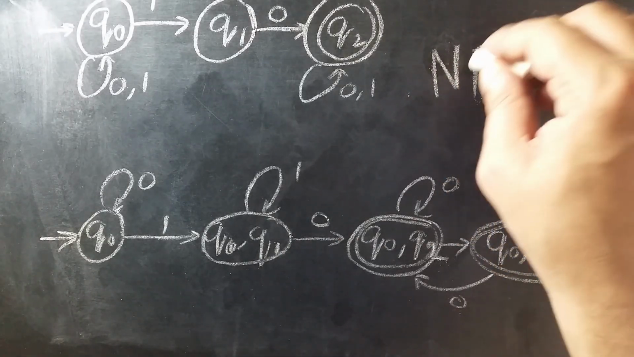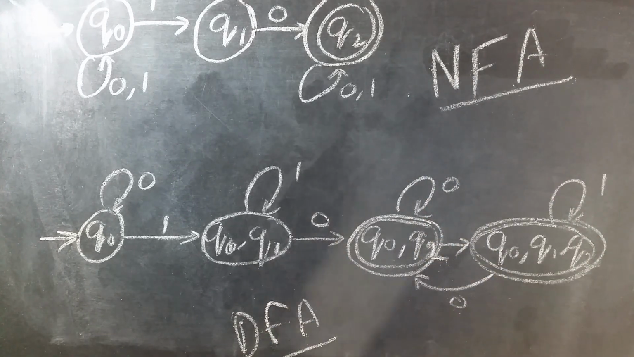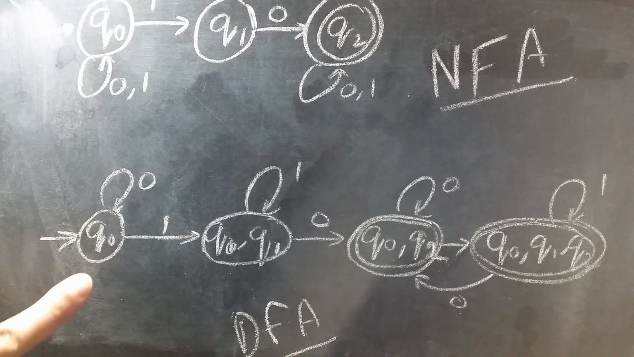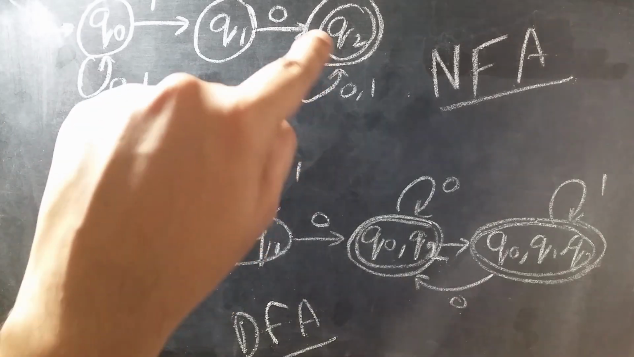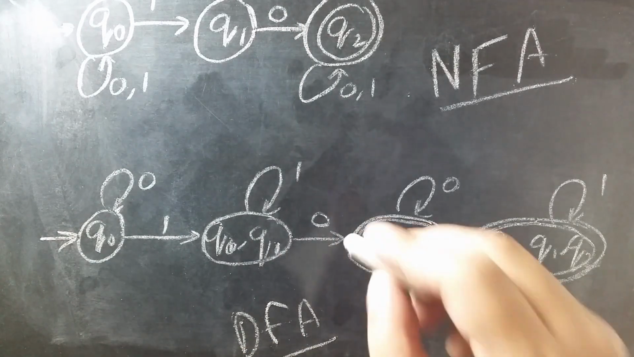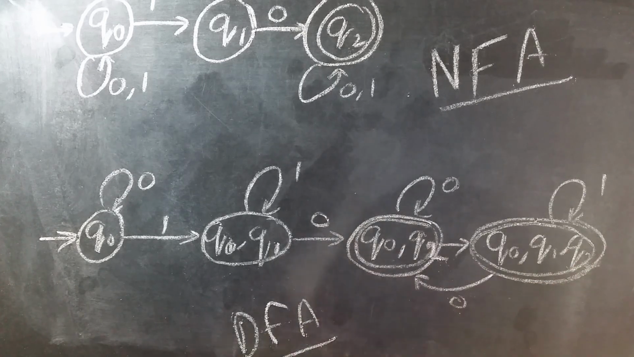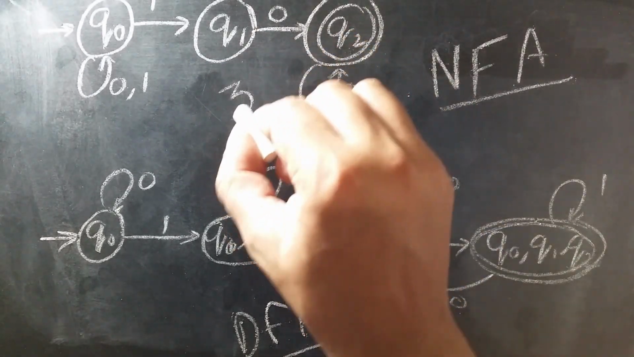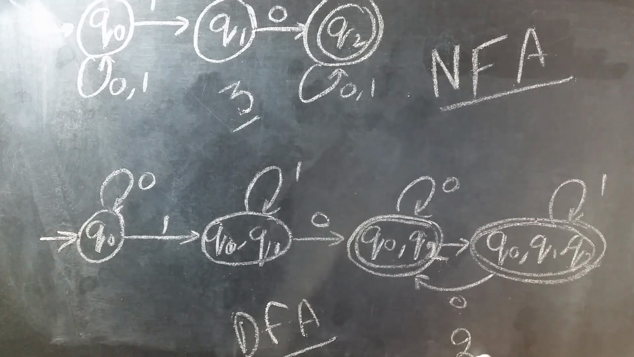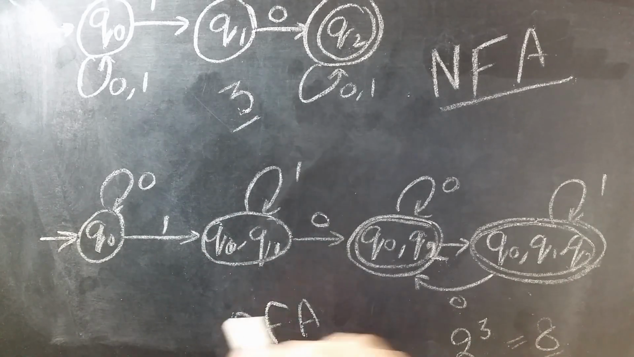This is the NFA that we started with, and this is the DFA that we converted it to. The initial state Q0 will remain the same in both DFA and NFA. The final state is Q2, and the final states in the DFA would be every state which contains Q2. So this contains Q2 and this contains Q2, so both of these are final states. Since there were 3 states in the NFA, the DFA can contain 2 to the power 3, or 8 states, but out of those 8 states, only 4 are reachable, so we won't draw the other 4 states. This is a minimized DFA.